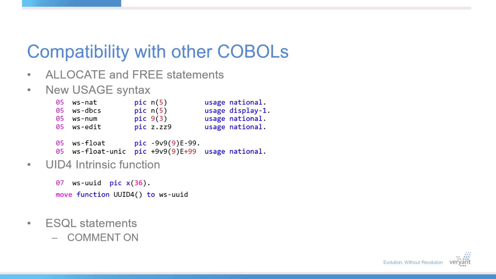And there's a new SQL statement called COMMENT ON that lets you add descriptive text to your database objects, like tables, columns, or views. This description gets stored in the system catalog for documentation and reference purposes.